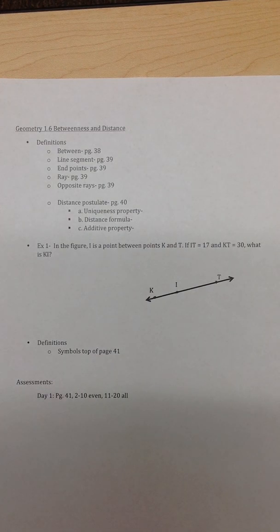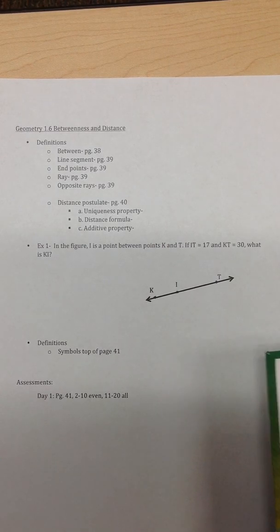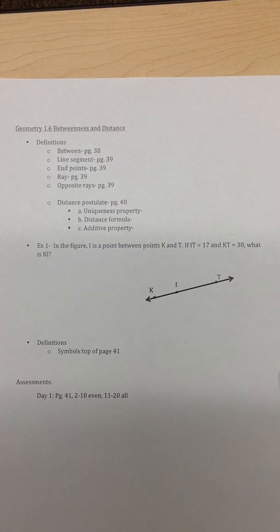Okay, so this section is 1.6, betweenness and distance. We start out with a bunch of definitions here. The first one, between: if you look on page 38, what it says for between is a point is between two other points if it is on the same line and its coordinate is between their coordinates.